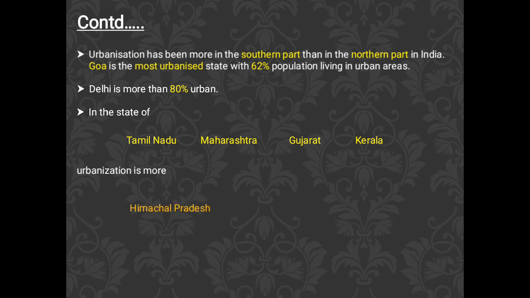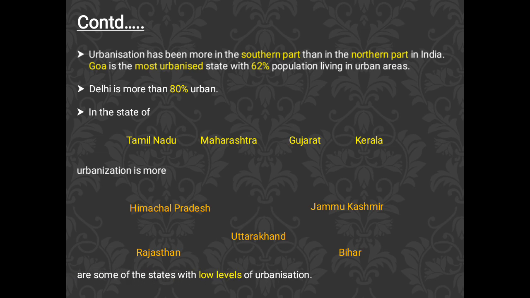Himachal Pradesh, Jammu Kashmir, Uttarakhand, Bihar, Rajasthan are some of the states with low levels of urbanization.